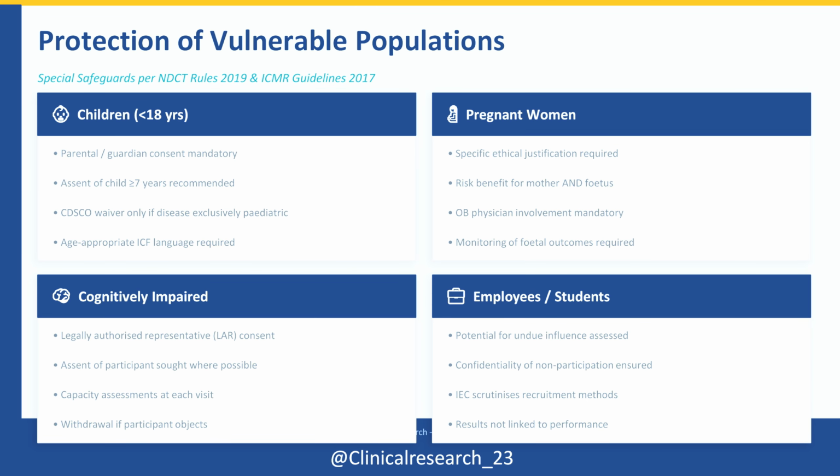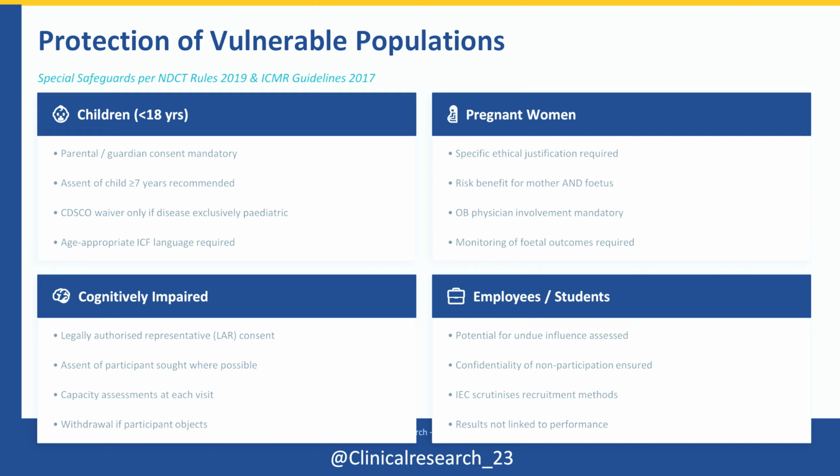We must also ensure the confidentiality of individuals who choose not to participate, respecting their privacy and autonomy. Additionally, potential undue influence on participants is carefully assessed to prevent coercion or pressure. Now, when it comes to employees or students involved in research, they have the right to withdraw at any point if they object to participation.